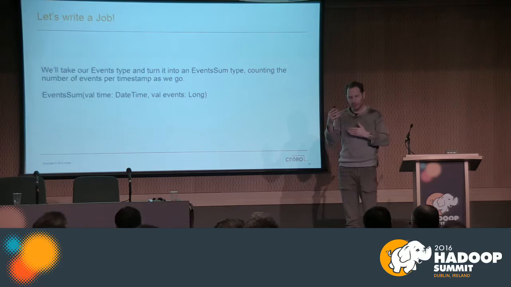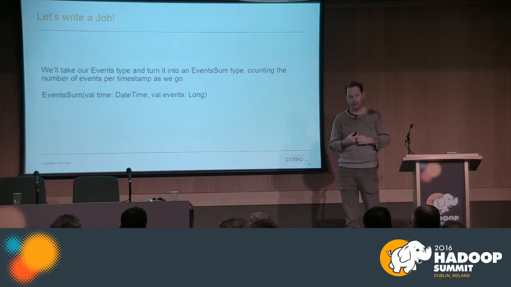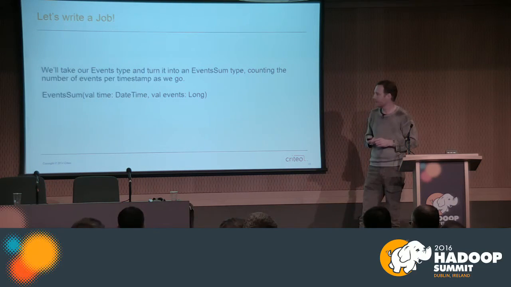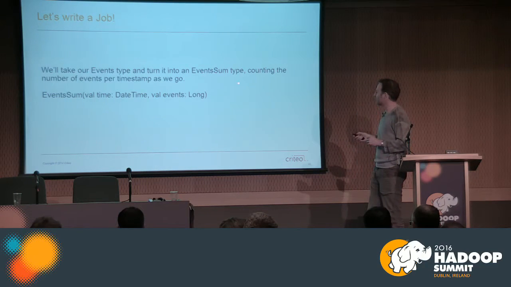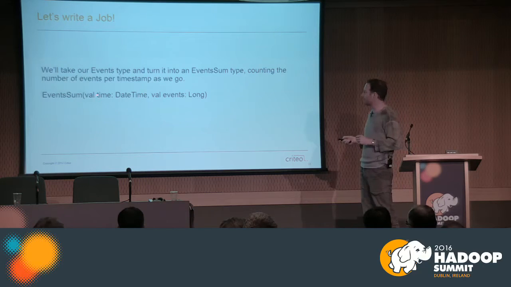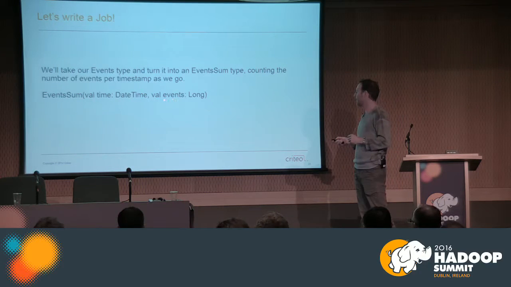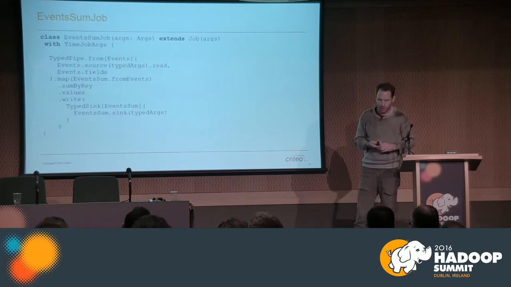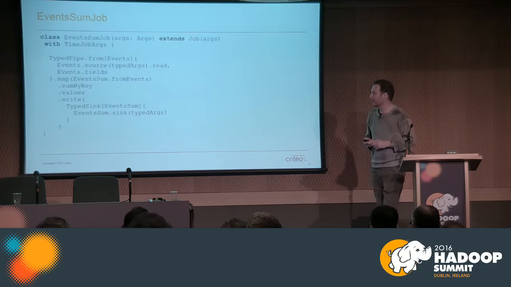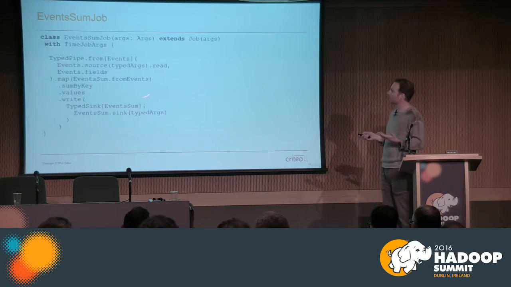So now that we know a little bit about how to formalize things, let's write a job based on this events type. We're going to write the job from an events type into an event sum. And our event sum here is just time and events. So this is a counter, and this is some sort of bucketed time. We're not going to really worry about the details of that. So a job would actually look like this using our system.